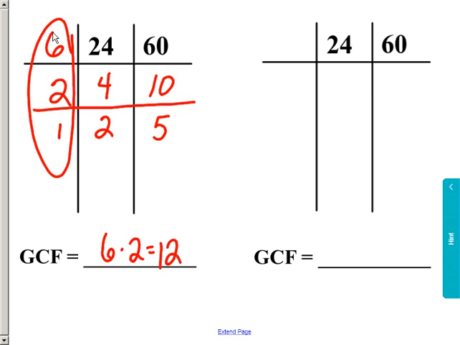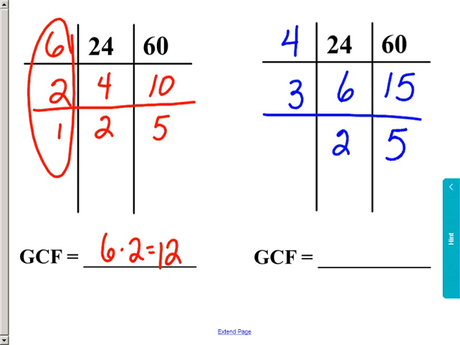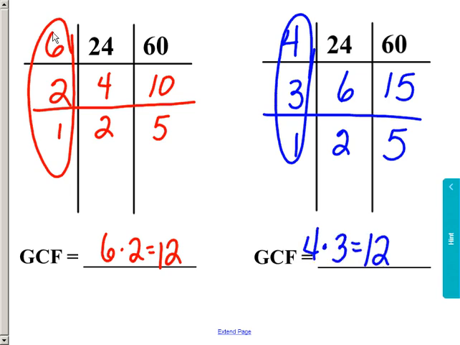Let's say maybe I say, well, I'm going to divide them both by 4. 4 goes into 24 6 times. 4 goes into 60 15 times. 6 and 15 can both be divided by 3. 3 goes into 6 twice. 3 goes into 15 5 times. The only thing left that goes into both 2 and 5 is 1. So I'm done. And my greatest common factor is 4 times 3, which is 12.